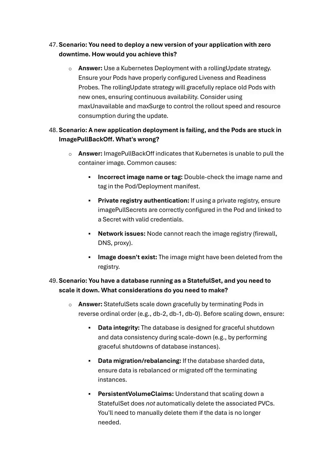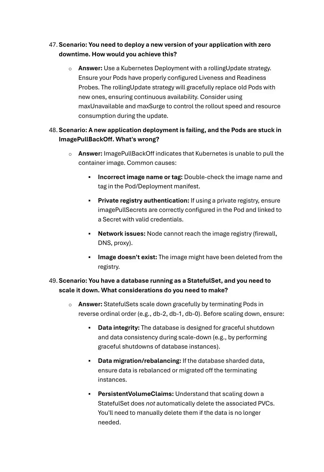47. Scenario. You need to deploy a new version of your application with zero downtime. How would you achieve this? Answer. Use a Kubernetes Deployment with a rolling update strategy. Ensure your pods have properly configured liveness and readiness probes. The rolling update strategy will gracefully replace old pods with new ones, ensuring continuous availability. Consider using maxUnavailable and maxSurge to control the rollout speed and resource consumption during the update.